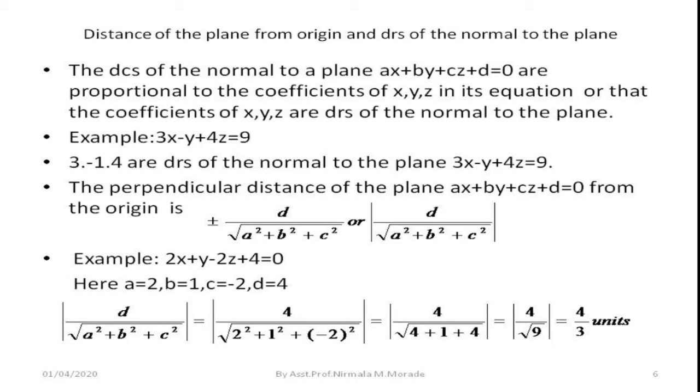Equation of plane is 2x plus y minus 2z plus 4 equals 0. So compare with the general form. We get a is 2, b is 1, c is minus 2 and d equals 4. Its distance from the origin is mod of d upon the square root of a squared plus b squared plus c squared. Put in the values and solving this, we get the answer 4 upon 3 units. So this is the distance of the given plane from the origin.